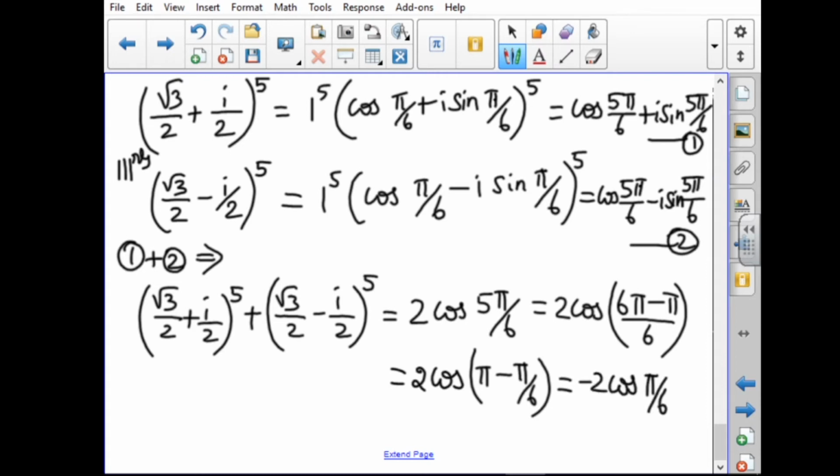What is the value for pi by 6? So it is minus 2 cos pi by 6, and we can substitute the value here. So minus 2 into root 3 by 2. Pi by 6 is nothing but 30 degrees, so cos 30 value is root 3 by 2. On cancelling 2, we will get the answer as minus root 3. So hence we have proved that the sum of these two complex numbers is equal to minus root 3. This is what was to be proved in the second problem.